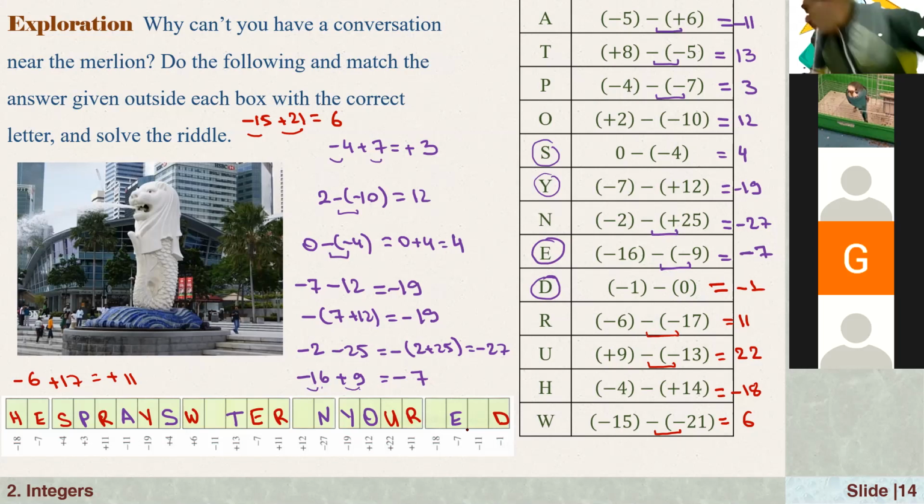Okay, my laptop. I need to... We actually got two -11s. We got one in the R and also in the A.